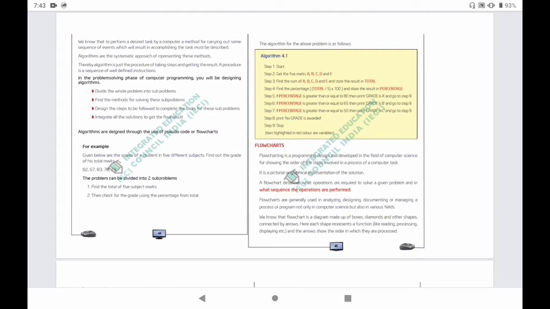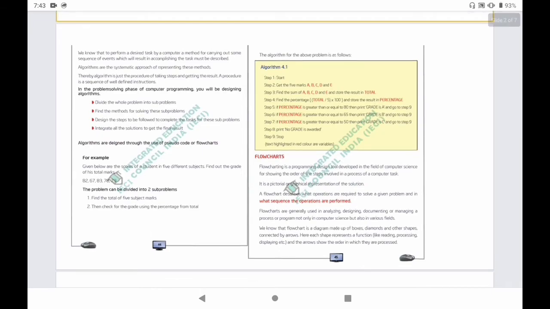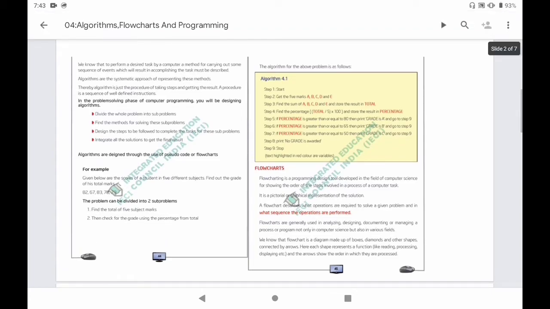So algorithms are designed through the use of pseudocode or flowchart. We already understood what an algorithm is. Then we have to learn flowchart also. We will have the concept of flowchart in the next portion. But before that, we will have an example.